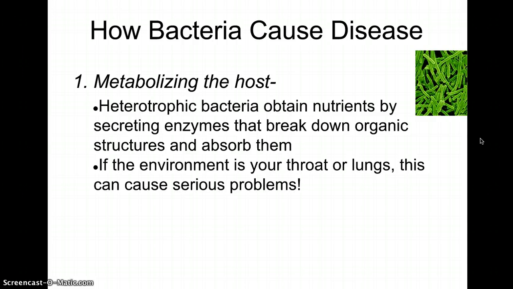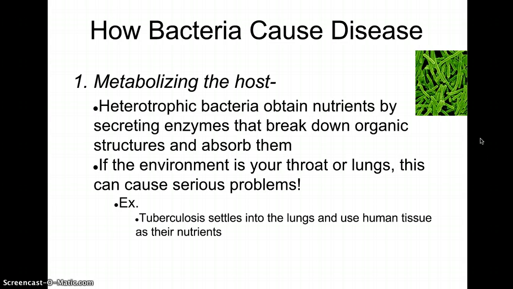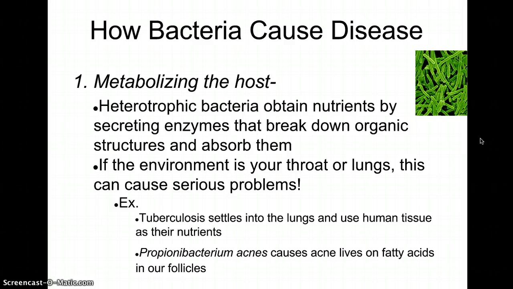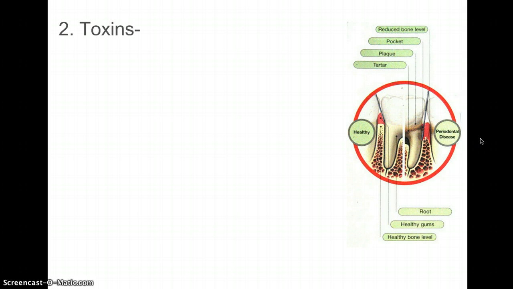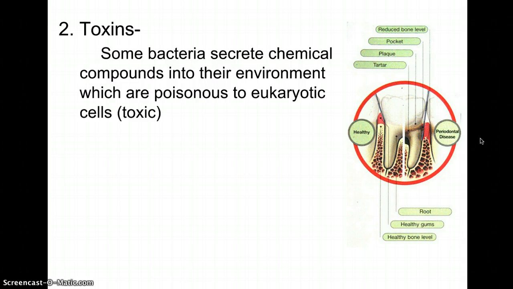If the environment is your throat or your lungs, this is a big deal. This is the case, for example, with tuberculosis. Tuberculosis will settle in your lungs and then actually use human tissue as its nutrients. In a less dangerous example, there's Propionibacterium acnes, which causes acne. It's probably pretty annoying, and we're all very familiar with it, but it lives on fatty acids in our follicles.